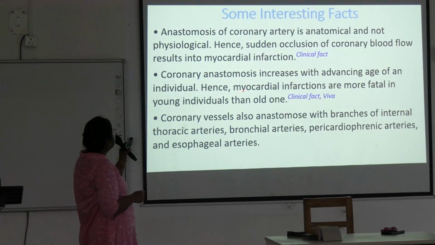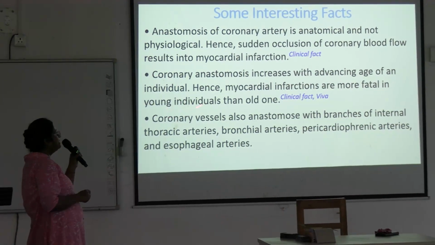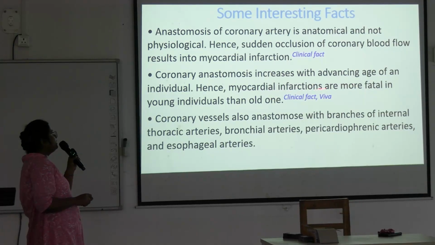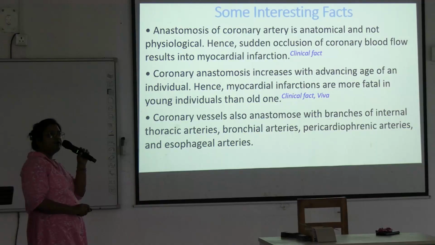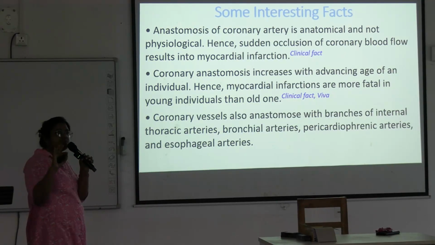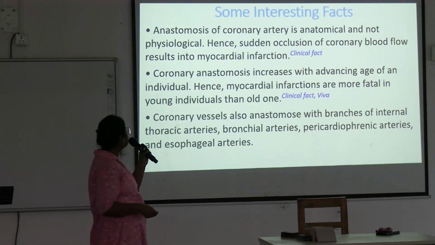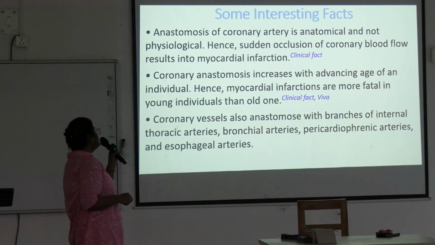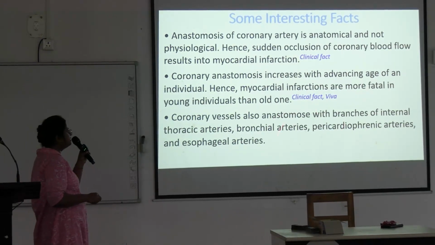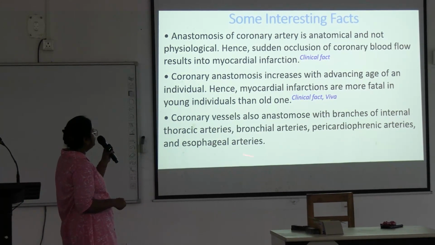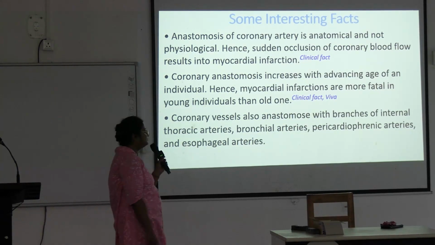Important explain why. Next, coronary anastomosis increases with advancing age of an individual, and hence myocardial infarctions are more fatal in young individuals than in the old, because older people have more anastomoses, so less chance of infarction. Coronary vessels also anastomose with branches of internal thoracic arteries, bronchial arteries, pericardiacophrenic arteries and esophageal arteries. Next.